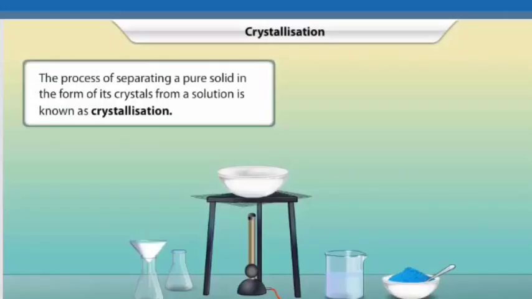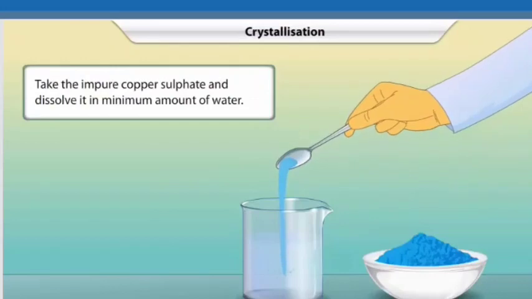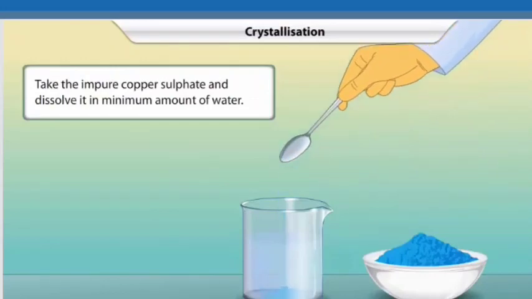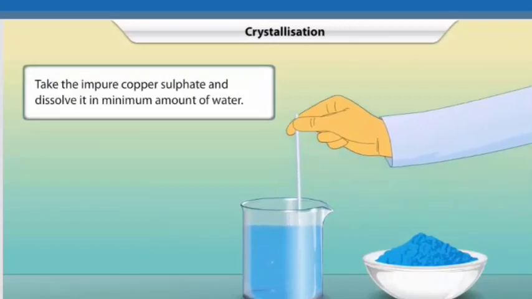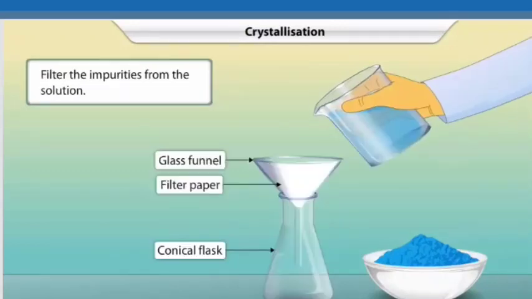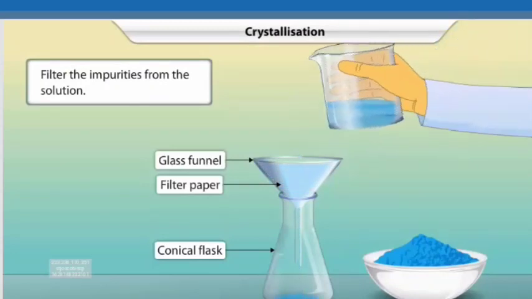The process of separating a pure solid in the form of its crystals from a solution is known as crystallization. Let us see how to obtain pure copper sulfate from impure copper sulfate. Take the impure copper sulfate and dissolve it in minimum amount of water. Filter the impurities from the solution.